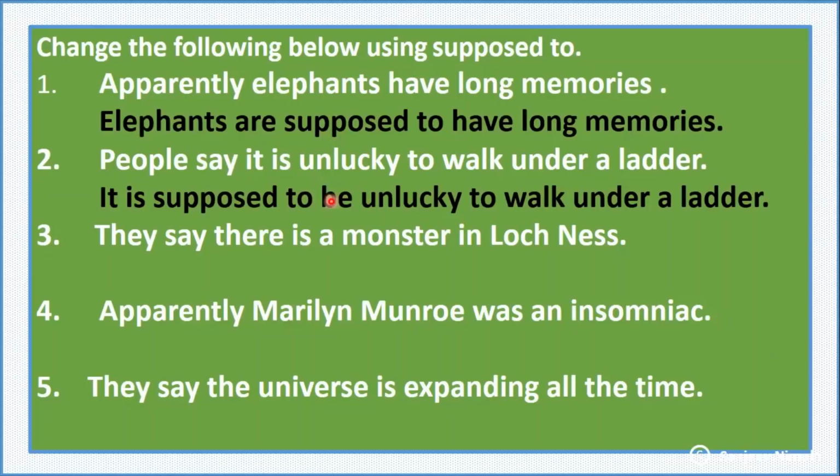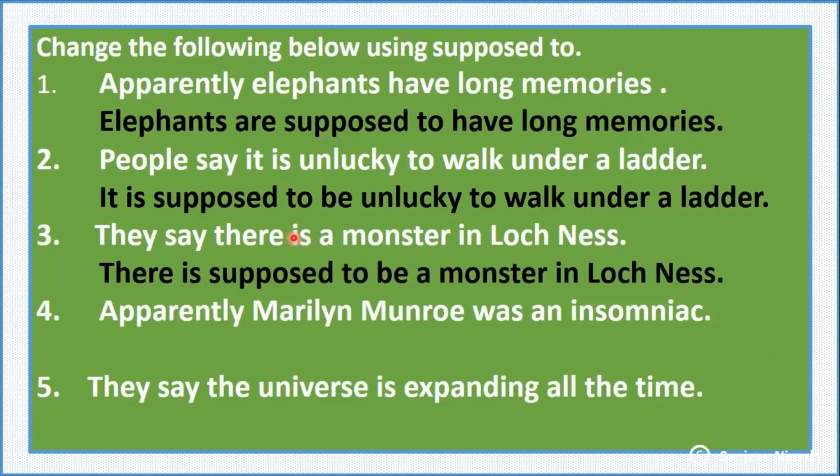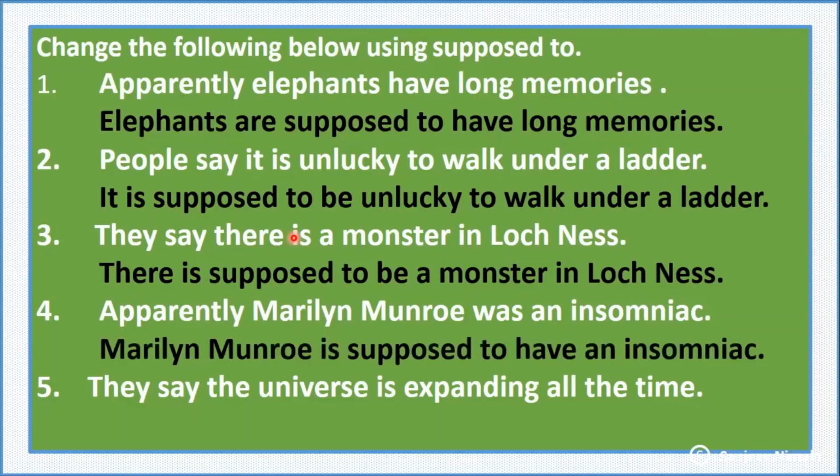Number 3, they say there is a monster in Loch Ness. Remove they say, and you change is into be once again. There is supposed to be a monster in Loch Ness. Number 4, apparently Marilyn Monroe was an insomniac. So you can change it as Marilyn Monroe is supposed to have been an insomniac.